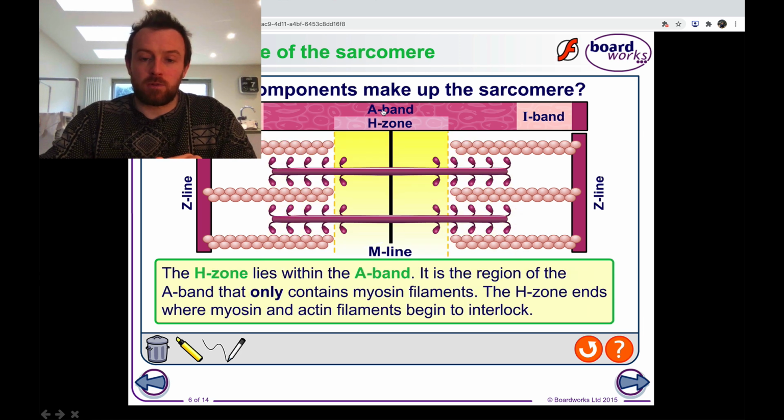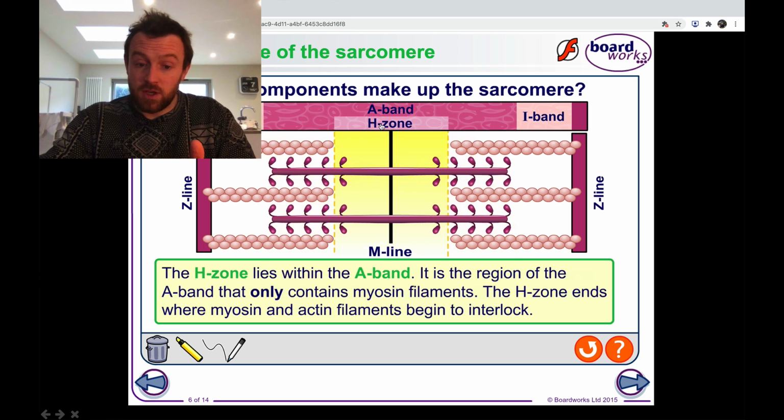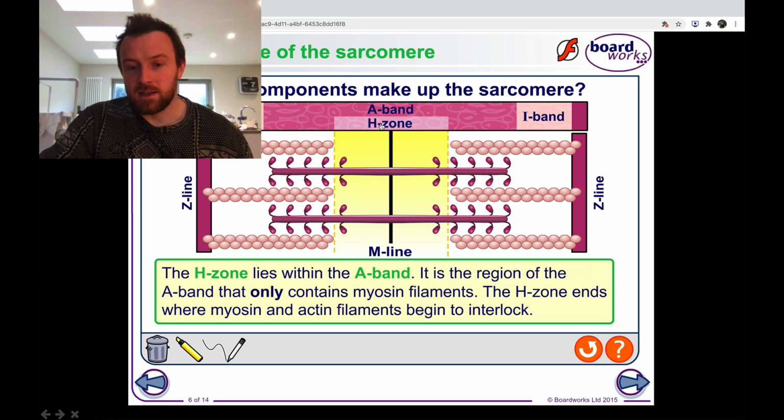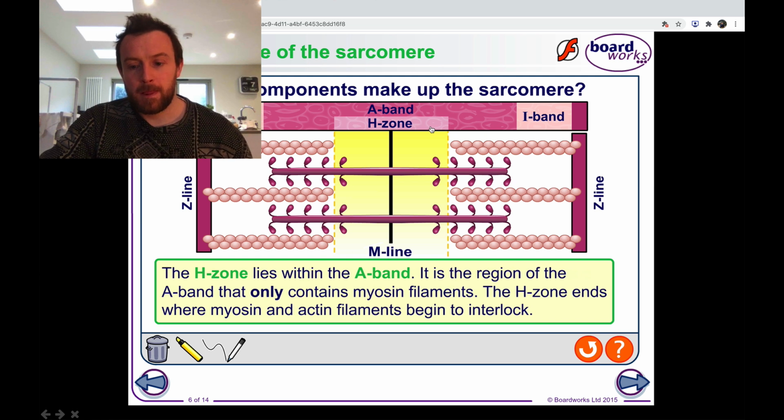Again, pause if you want to. I'm going to move on to the H zone now. There's the H zone. And then we've got the I band on the other side over there. Pause if you need to and finish labeling that.